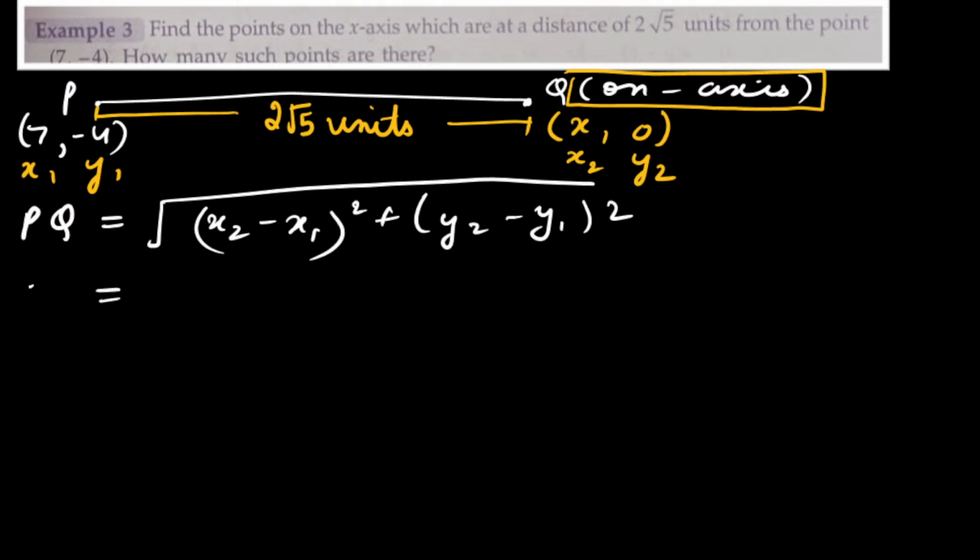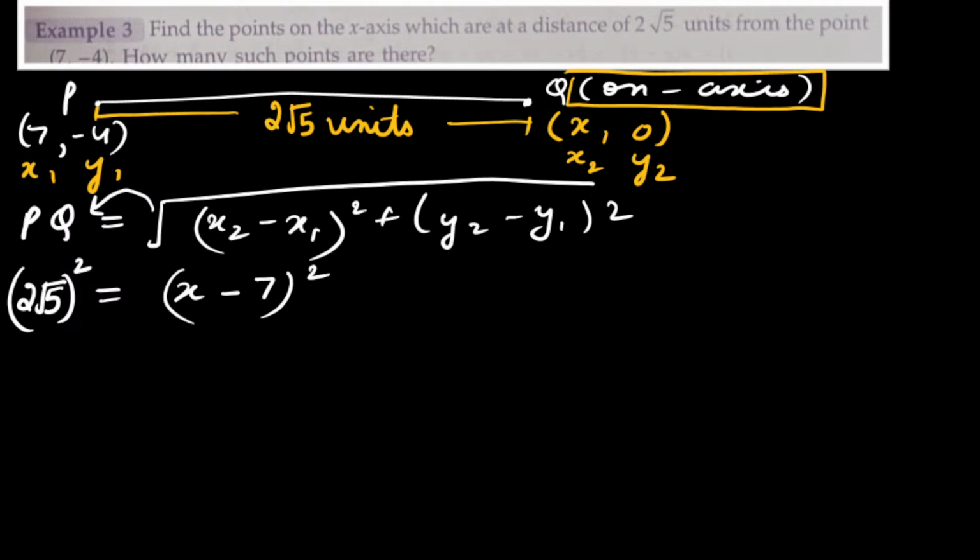So PQ is given to us as 2 root 5. I'm just substituting, and moreover this root I'm shifting to the other side. When we shift a square root to the other side, it becomes a square. So x2 is x, x1 is 7.